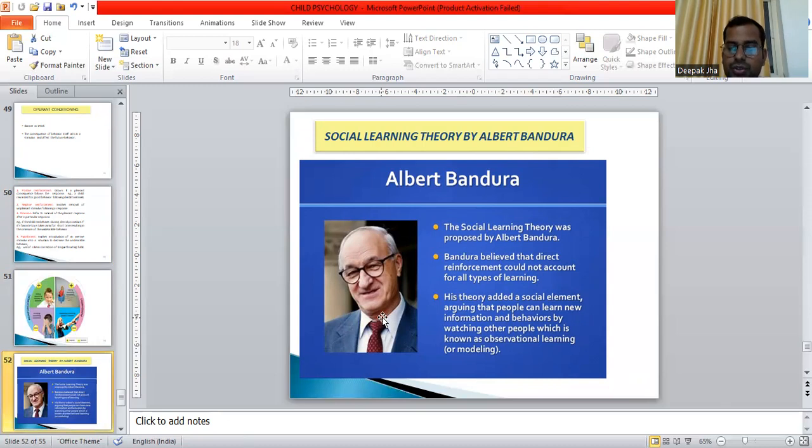So his theory added a social element, arguing that people can learn new information and behaviors by watching other people, which is known as observational learning or modeling. That is why his theory is called social learning theory. And what is this social element? It is basically the society. Bandura believed that one does not learn from his own experiences only, he learns by watching others also, such as his peers, his parents, and the society. That is why this theory is also called observational learning theory, or modeling.